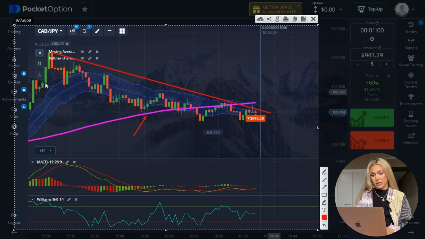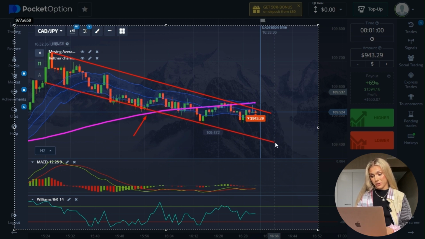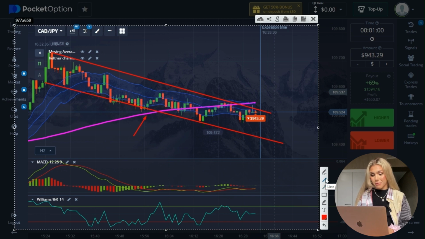In general, the chart is currently moving within such a price corridor, like this one. Therefore, I expect a bounce from its upper boundary, which coincides on the chart with the middle line of the Keltner channel.